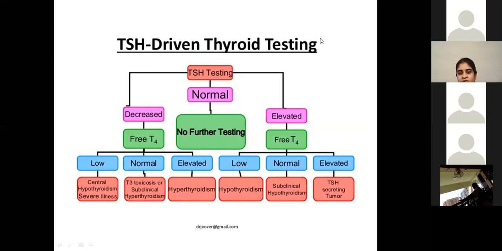Now we go on to the other side of it. If we have TSH that's elevated and free T4 that is low, it indicates hypothyroidism, due to the various reasons that we've talked about in previous slides. Again, TSH elevated with free T4 normal is subclinical hypothyroidism. And an elevated T4 in case of an elevated TSH means a TSH secreting tumor. So all in all, like I said, this is a very nice, brief little summary that you can use.